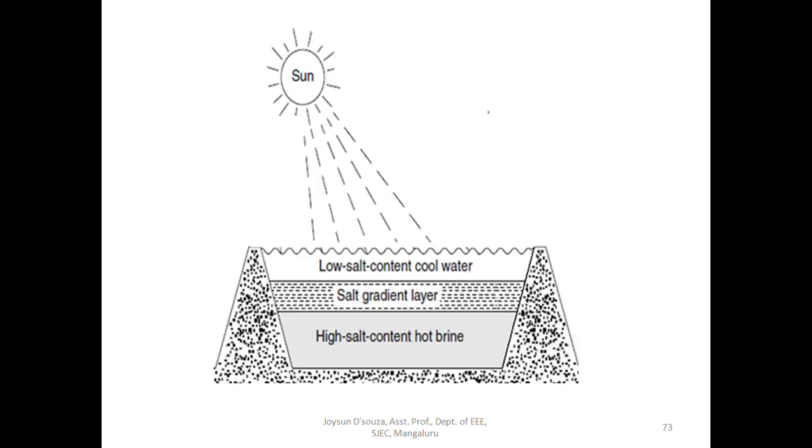Here, as you can see, the sun's rays come to this particular layer, that is the top layer. Then it is passed down to the bottom layer. The heat is passed on because the salt content increases from the top zone to the gradient zone to the bottom zone. Okay, the bottom zone has the highest salt content. So when the water gets heated, when it tries to escape from this particular bottom zone, this gradient zone does not allow it to go.